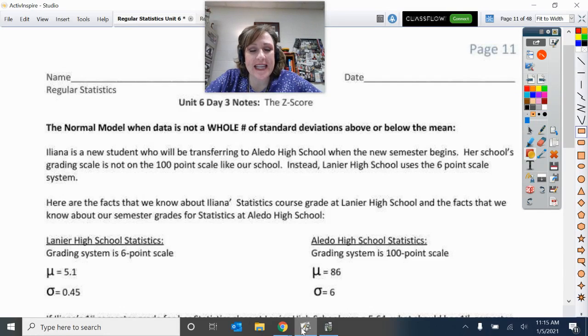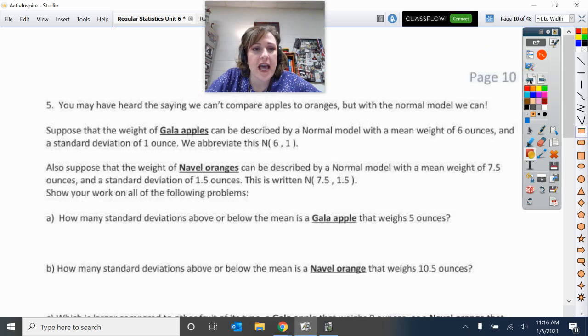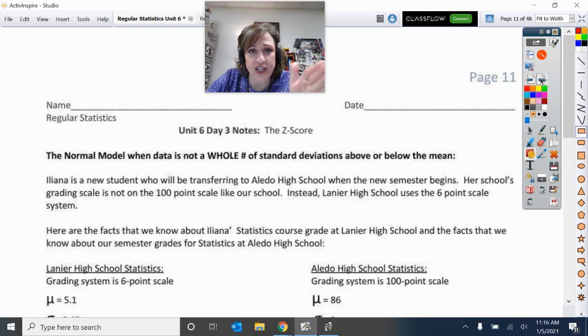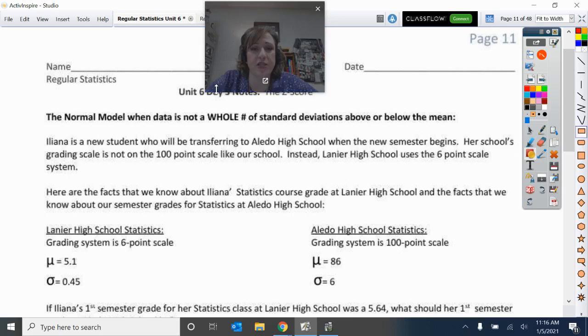Right, we're going to go on to the next part of our normal model. We want to learn how we handle a situation that is not a whole number of standard deviations away from the mean. Everything that we've been doing, the percentages and such, has been one or two or three above or below the mean. They've been falling exactly on a standard deviation. Well, I'm sure you would realize that in real life, that's not typically what happens. So we need to learn how to handle it when it's not perfectly on a whole number of standard deviations.